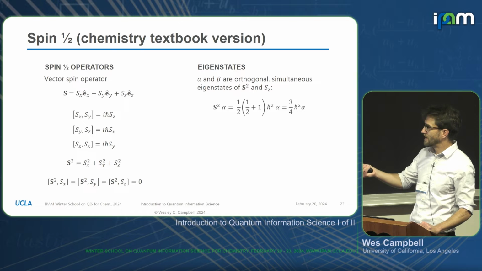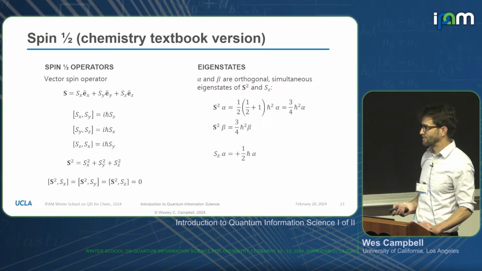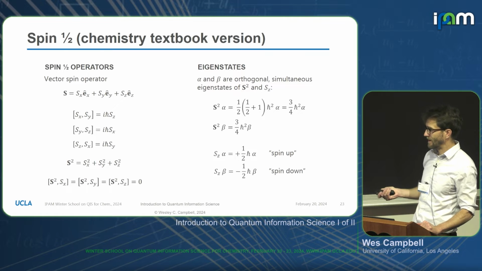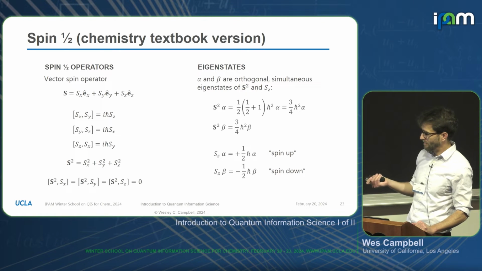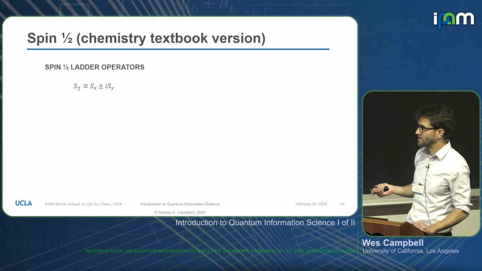So if you measure the square of the spin of alpha, what you get is 3/4 h bar squared times alpha. That's an eigenstate. Beta has the same total spin, but they have different z projections. So alpha is called spin up, and beta is called spin down. And this is the well-established notation there.